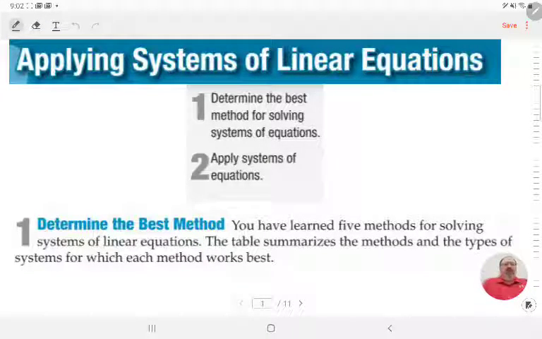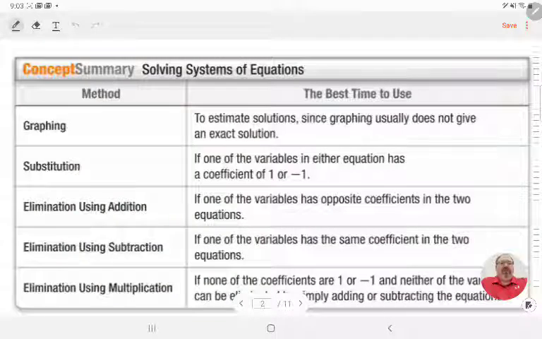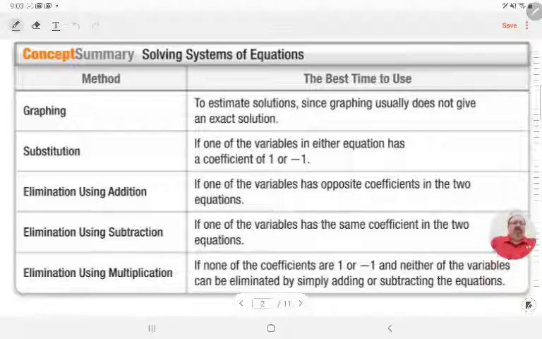Okay, so we are going to be applying systems of linear equations, to determine the best method for solving the system of equations. You have learned 5 methods for solving systems of linear equations. I'm going to show you a table that summarizes the methods and the types of systems in which each method works best. Okay, so here's that table.